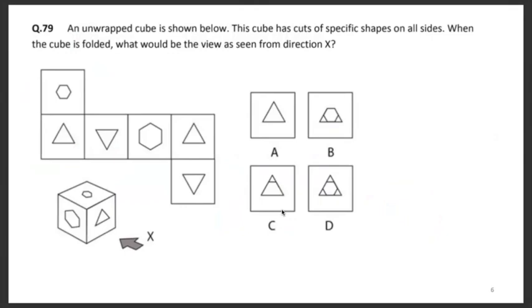Here, in this question, you are provided an unwrapped cube. This is the unwrapped cube, also known as a surface development of a cube. This cube has cuts of specific shapes on all sides. These are all cutouts. What you're seeing here as shapes are actually cutouts, which means I can see through and through them. When the cube is folded, like how we see here, what will be the view as seen from the direction X? In this kind of question, you try to look for the figure which helps you guide and find what will be happening on its adjacent sides.